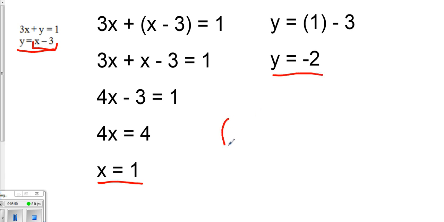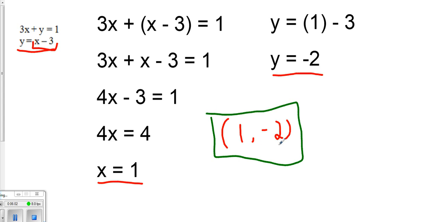So our solution is the spot 1 comma negative 2. Or you can say the solution is x equals 1, y equals negative 2. They mean the same thing. This is the point on the graph where both of these lines will cross. Or again, if you wanted to check, you plug in 1 for x, so 3 times 1 is 3, plus, instead of y, it's negative 2, so 3 plus negative 2 equals 1.